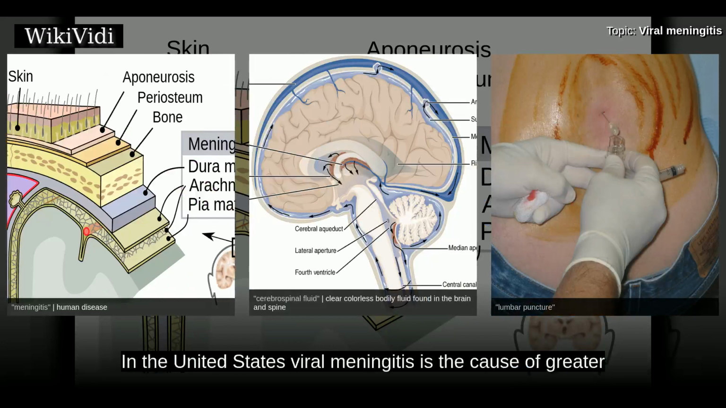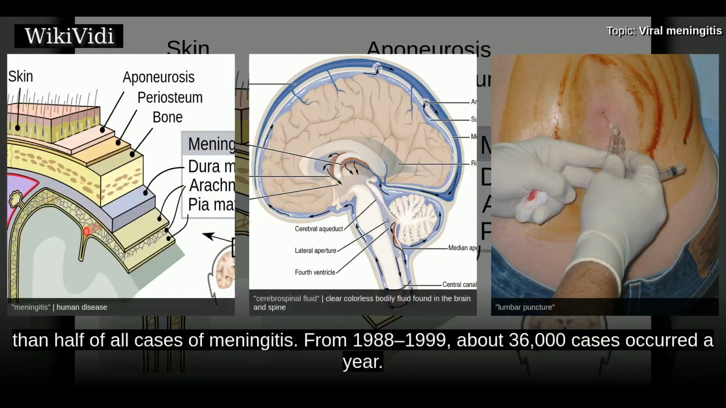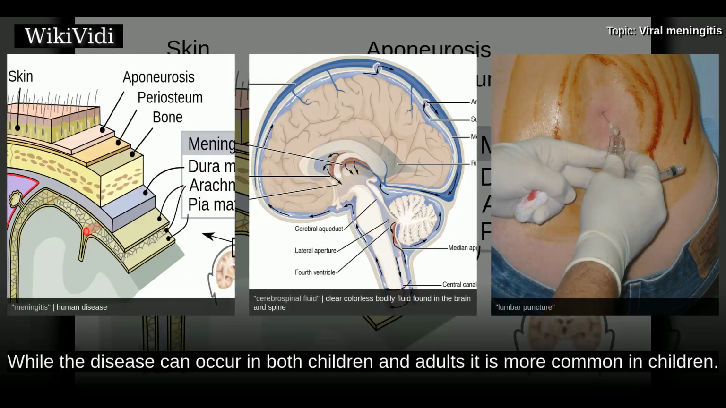In the United States, viral meningitis is the cause of greater than half of all cases of meningitis. From 1988 to 1999, about 36,000 cases occurred a year. While the disease can occur in both children and adults, it is more common in children.